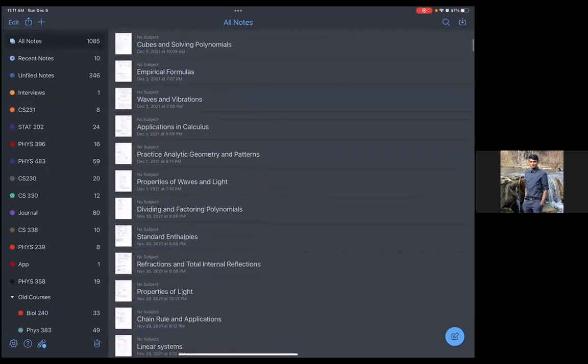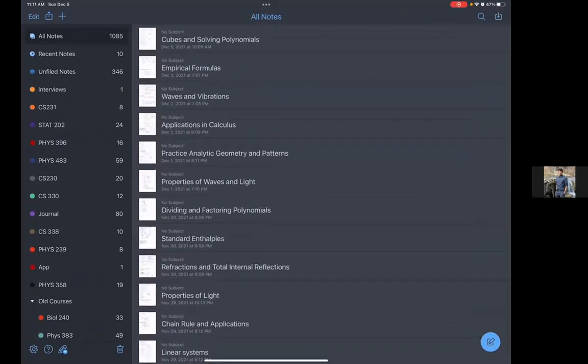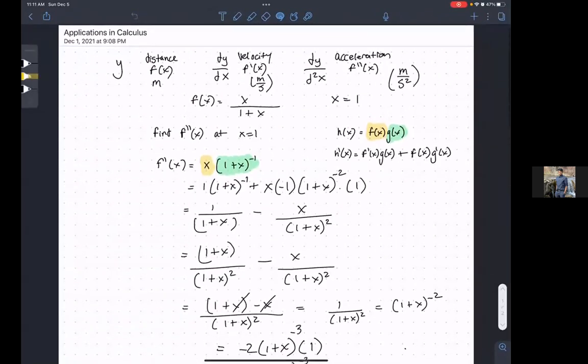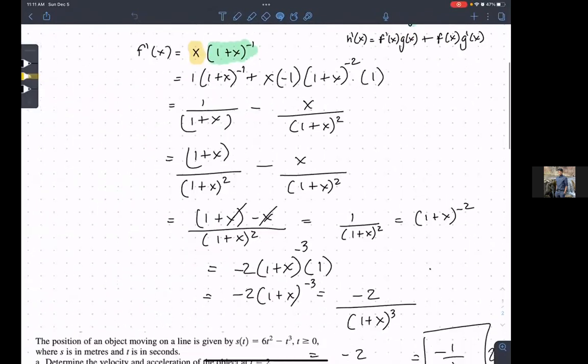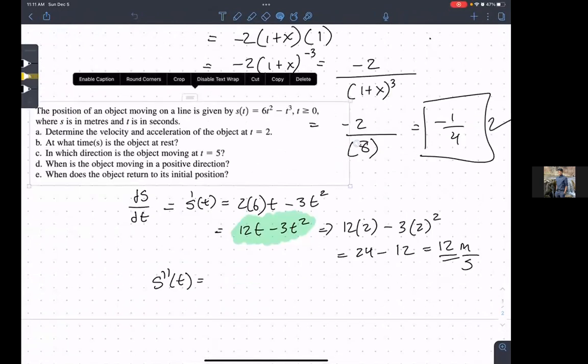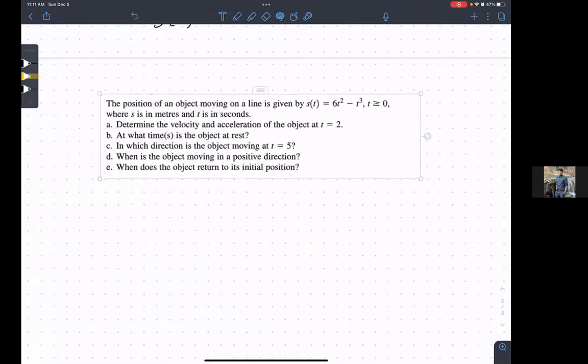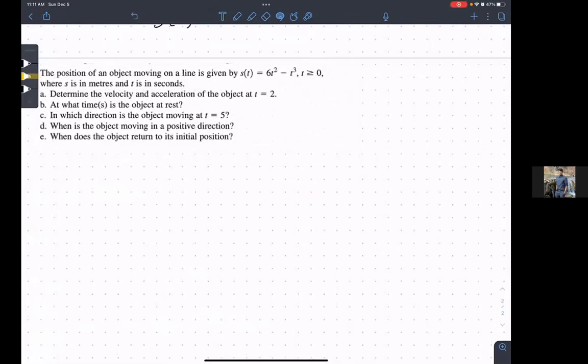Okay, so yeah, we are continuing with, we are learning how to do derivatives, right? So we kind of did applications in calculus last time, right? Okay, so we were kind of doing this question, right? How about we redo this again, but a bit more clearly? We'll kind of try to understand this a bit better.